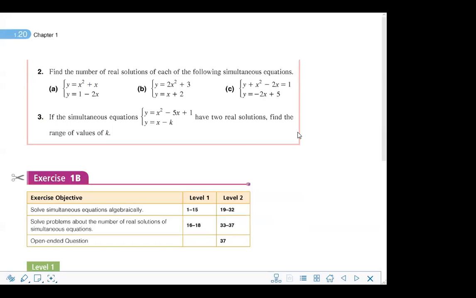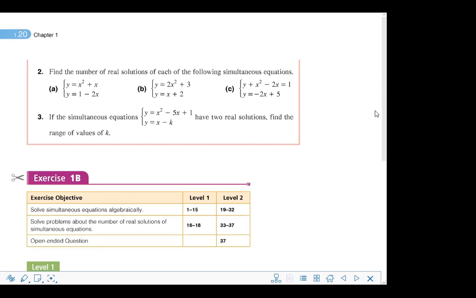Next page. Number 2, we are going to find the number of real solutions of each of the following simultaneous equations. Number of solutions, okay? So we are not going to find the x and y. We just want to find how many solutions are there. It's either 2 solutions, 1 solution, or no solution. It depends on the delta. The formula of delta is b squared minus 4ac.